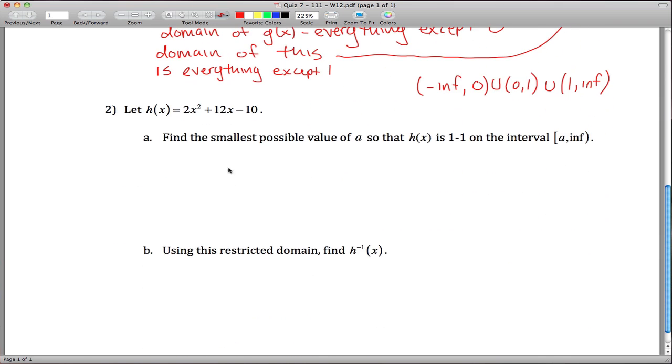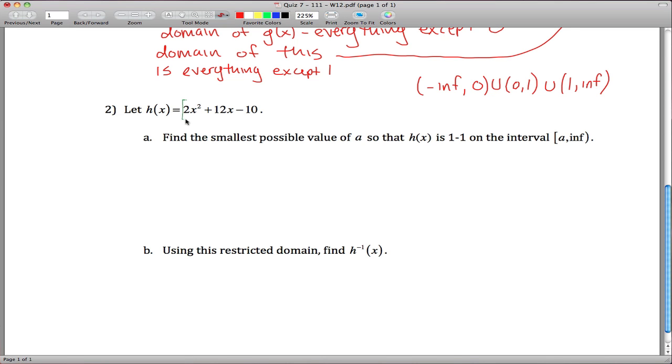The second problem, okay, so the idea here is we have a function h of x. It's not 1 to 1. But we can make it 1 to 1 if we restrict the domain. The way you see where you want to restrict the domain is, like many things in this class, by completing the square. So to complete the square, might as well change colors again.